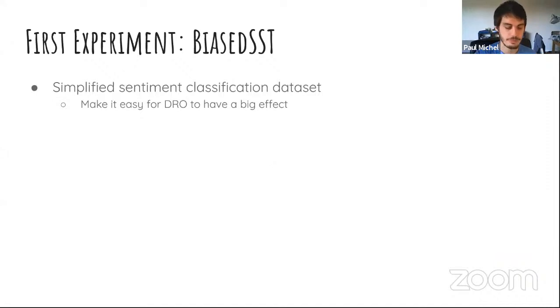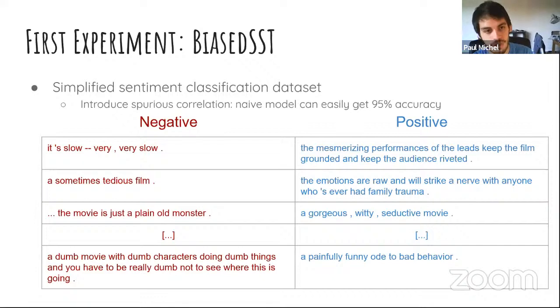The first dataset we're experimenting on is something we created for the occasion because it's simple. It's a binary classification task, sentiment classification in English. We modified the dataset to make it easy for distributionally robust optimization to have a big effect, so that we can have big numbers and see clearly when one model is more robust than the other. The way we create this dataset is we take the Stanford Sentiment Treebank, which is again binary sentiment classification in English.